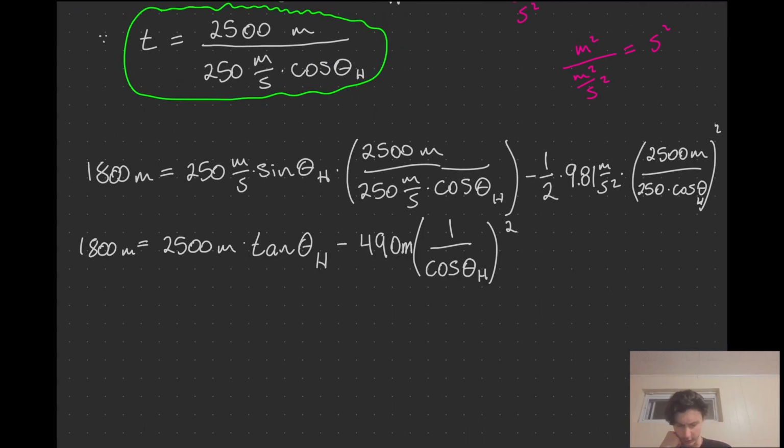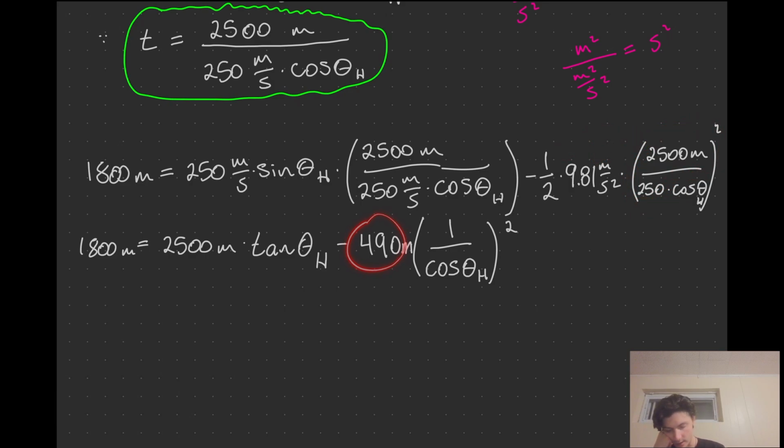Okay, so I did a few things here. Basically, I canceled this guy with this guy, so all that's left is 2500 meters. Sine over cosine is tangent. But then over here, a few more things happen. So I applied the square to both this and this 250, and then multiplied whatever I got here with this 9.81 and with this negative 1/2.